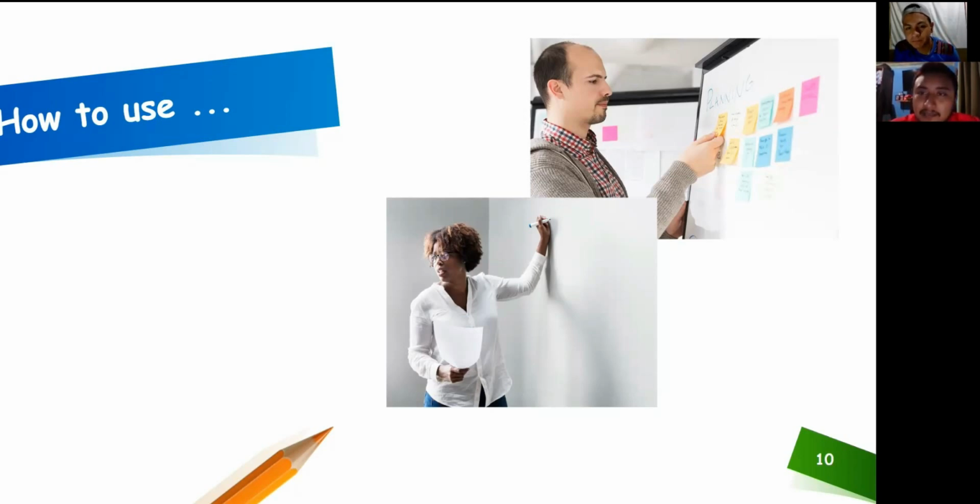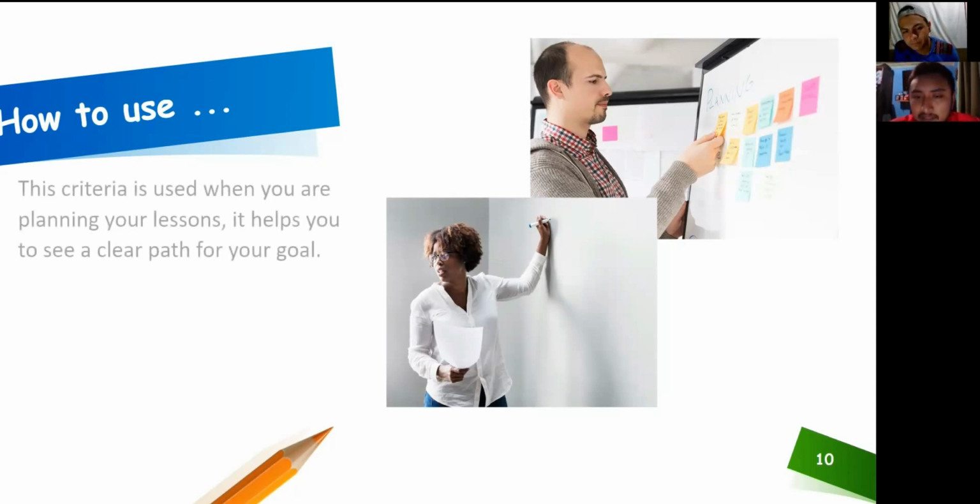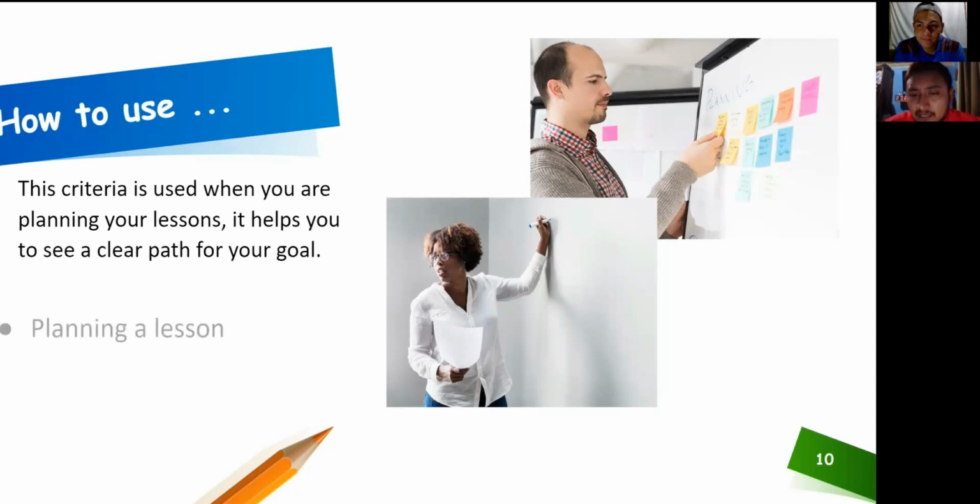Okay. So pretty much what you said is what we have here in the slide. This criteria is used when you are planning your lessons. It helps you to see a clear path for your goal. And here I put 3 bullet points that I really wanna remark. You use this whenever you need to plan a lesson. It helps you a lot to have a clear path on what you need to follow for your students to achieve an objective.